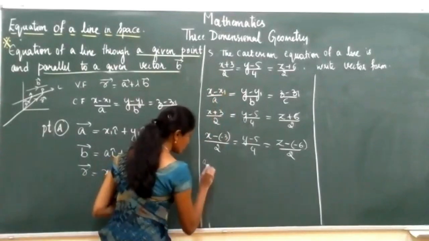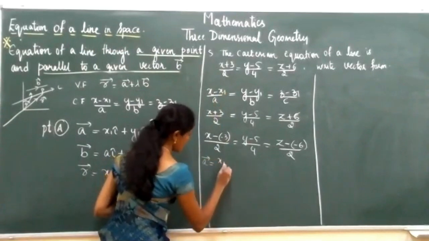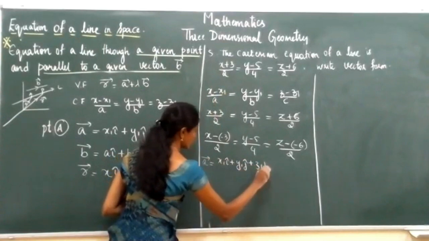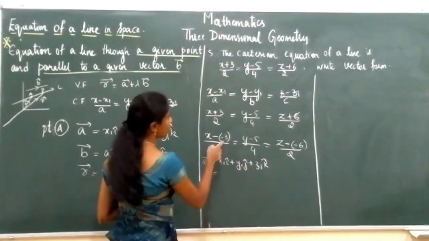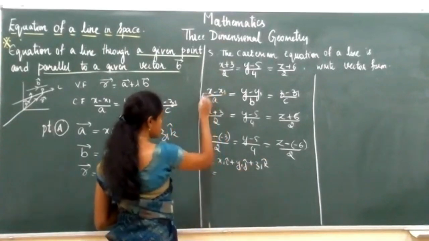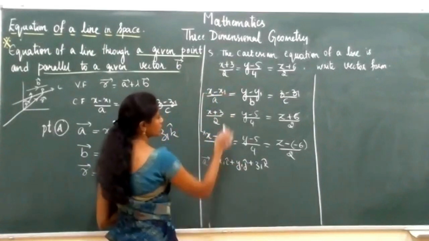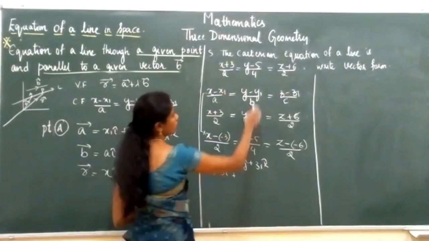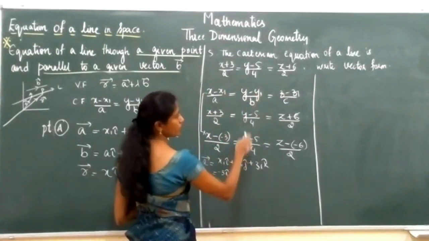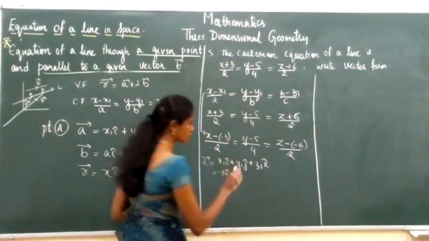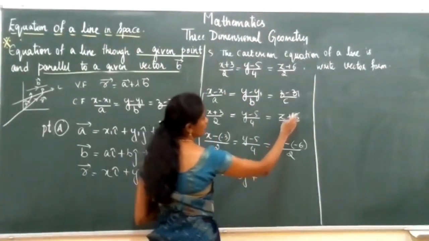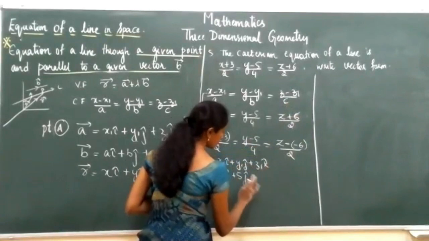So vector A, which is given by x1 i cap plus y1 j cap plus z1 k cap, is nothing but, what is the value of x1? Compare this equation with this equation. x1 is given by minus 3, so minus 3 i cap plus y1. y1 is given by only 5. Don't get confused, it's not minus 5. It's only 5, so plus 5 j cap plus z1. What is z1 given by? z1 is given by minus 6.